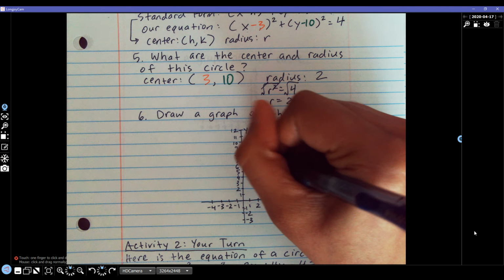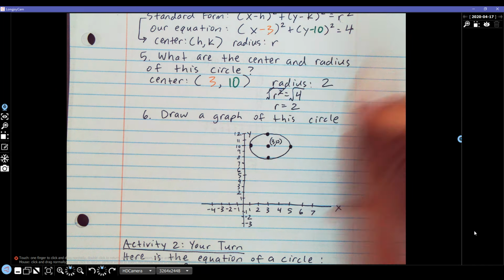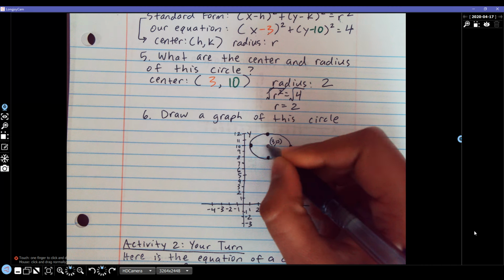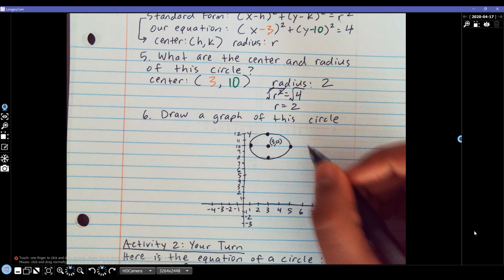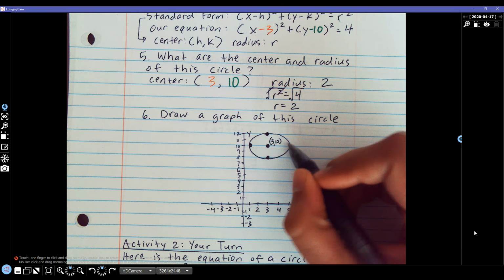All right, so we've got our center of 3, 10, and then every point here is 2 units away from the center, and we've now just drawn a graph of this circle. And I apologize again, it kind of looks like an oval, but as long as we've got our center and then our radius, we should be good.